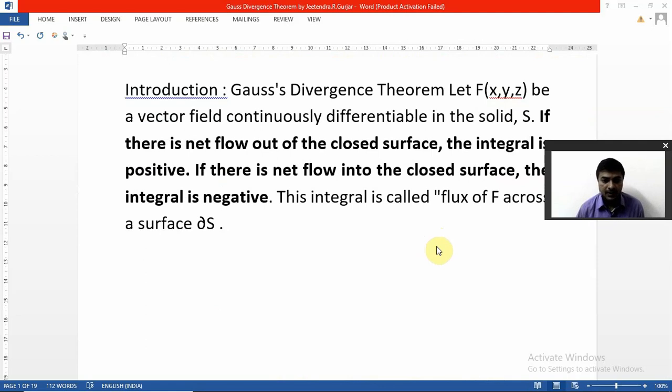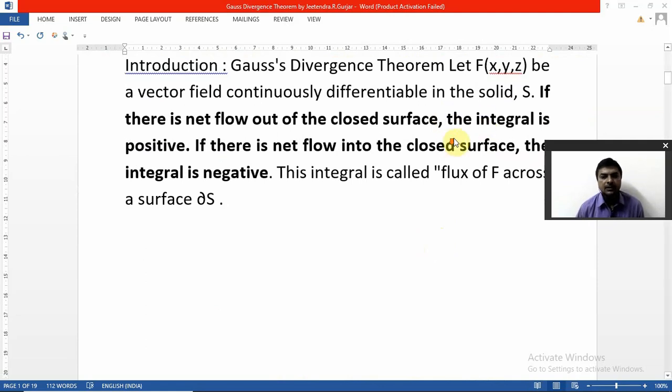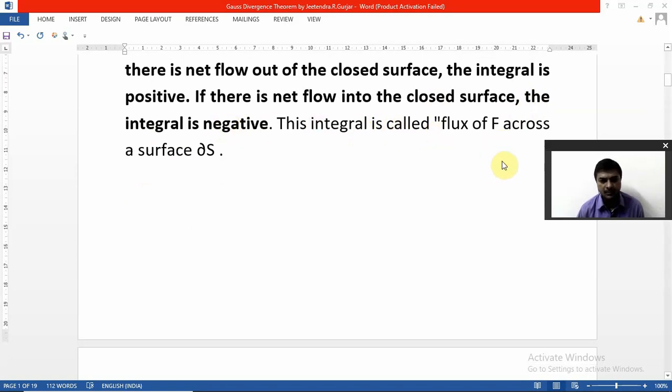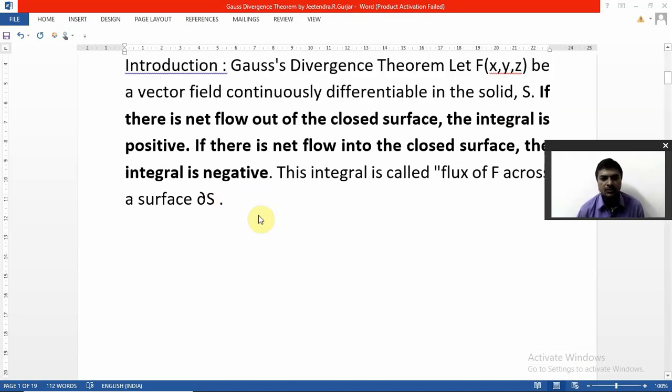If there is a net flow out of the closed surface, the integral is positive. If there is a net flow into the closed surface, the integral is negative. This integral is called flux of f across the surface, dou s. So this is just an introduction of Gauss divergence.